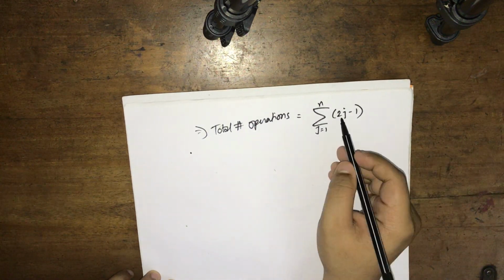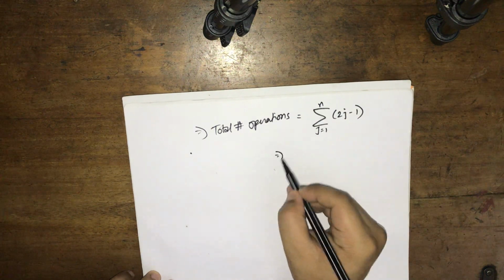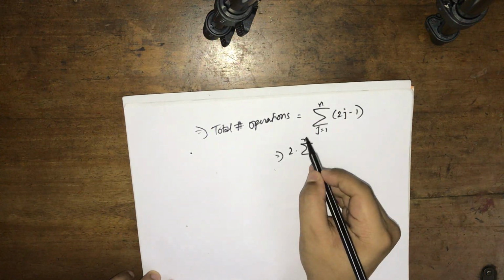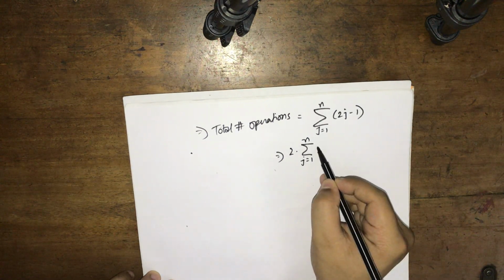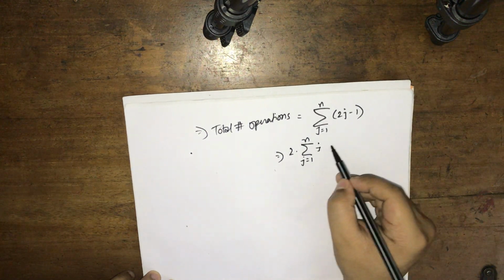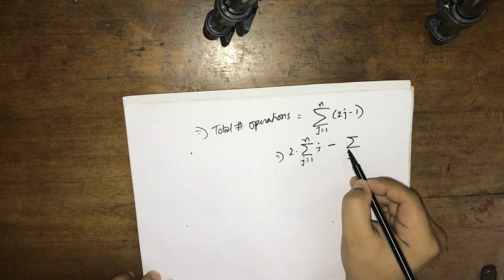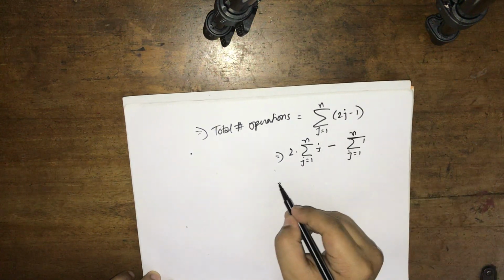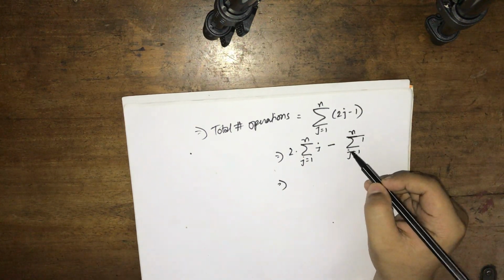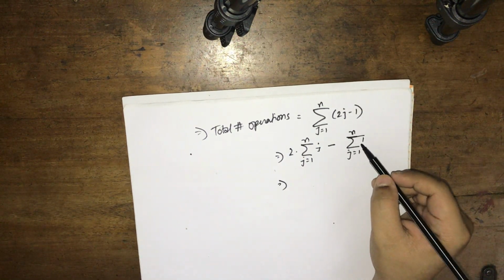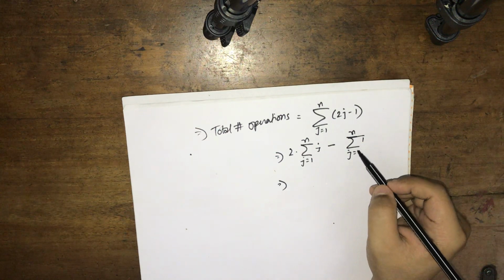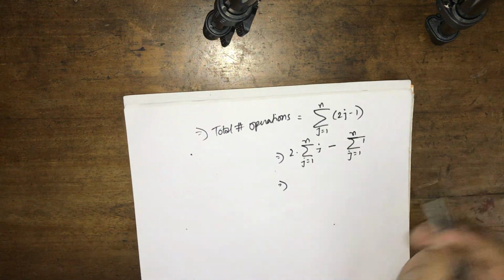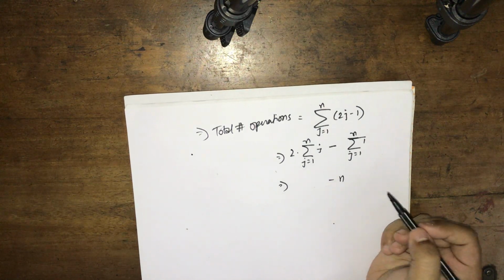Alright. Let's separate the summation. One part will be 2 multiplied with the summation of j from j equals 1, and minus the summation of 1 from j equals 1 going up to n. If we simplify this, it is basically n number of times the addition of 1. So n into 1, which just gives us n.